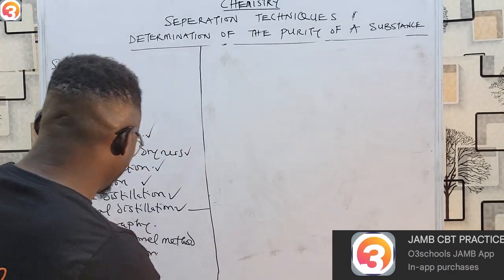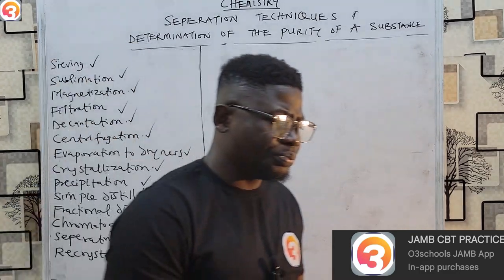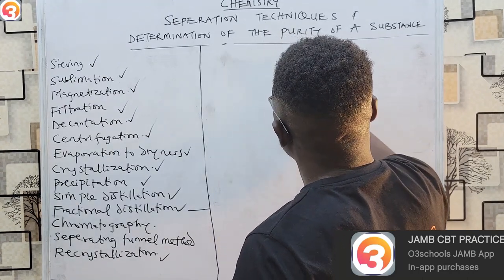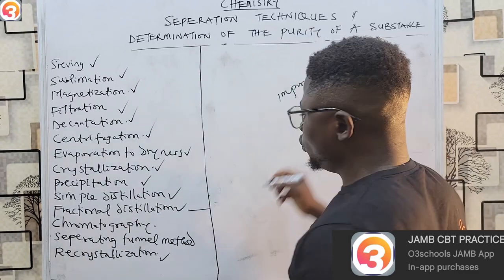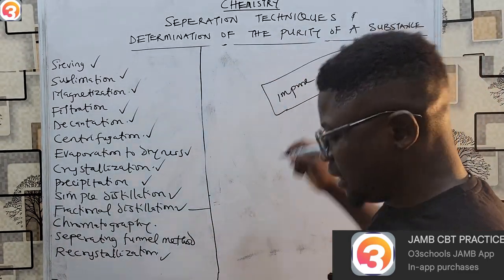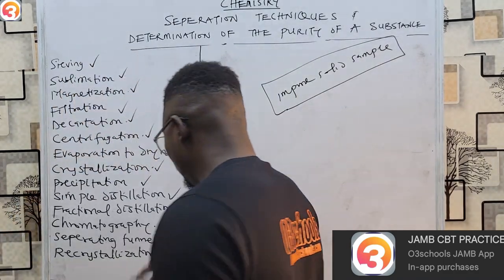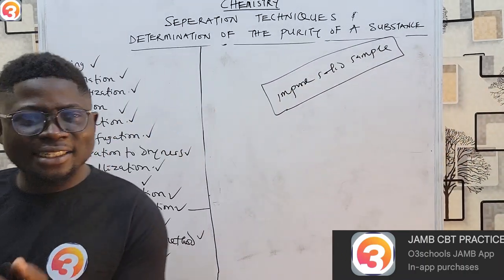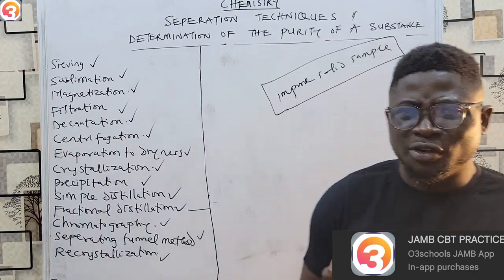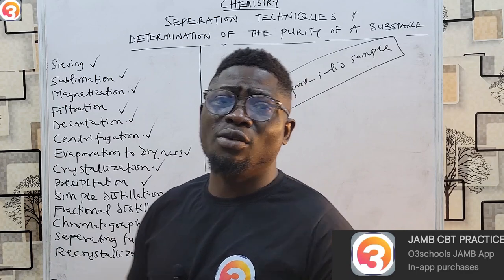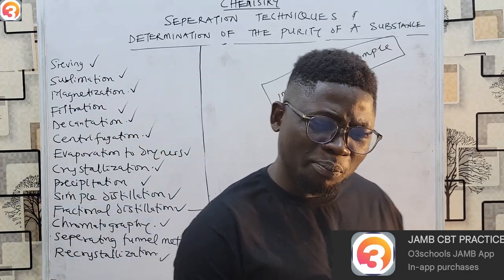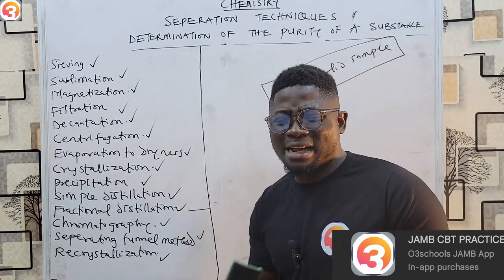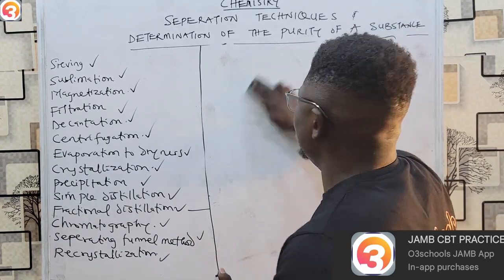The last separation technique we're discussing is recrystallization. It's used to purify an impure solid sample. So if you have an impure solid sample, you use recrystallization to purify it. So that is the last separation technique we are going to discuss. And of course, with this, we have learned about all the available separation techniques, and we are braced up for the exam. Anywhere they set any question on separation techniques, we can simply place it in its category and know the right separation technique for separating what they are asking about.